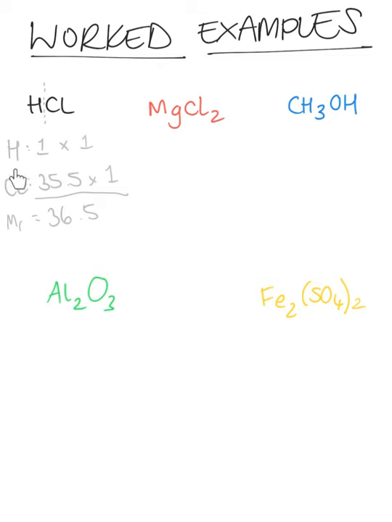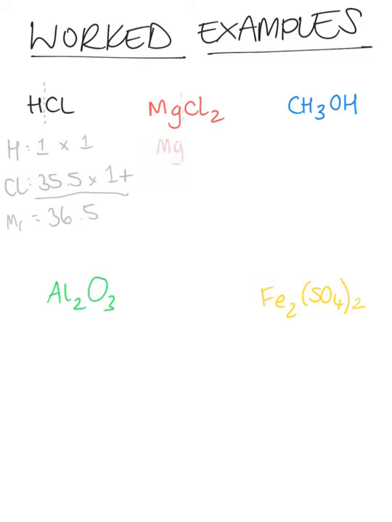So these are the elements H and Cl. The relative atomic mass using my periodic table for hydrogen is 1. Chlorine, 35.5. There is only one atom of each of those in HCl, so I just need to add 35.5 to 1. Okay, and I can put an addition symbol there to show you that we've added them together, to give us 36.5.